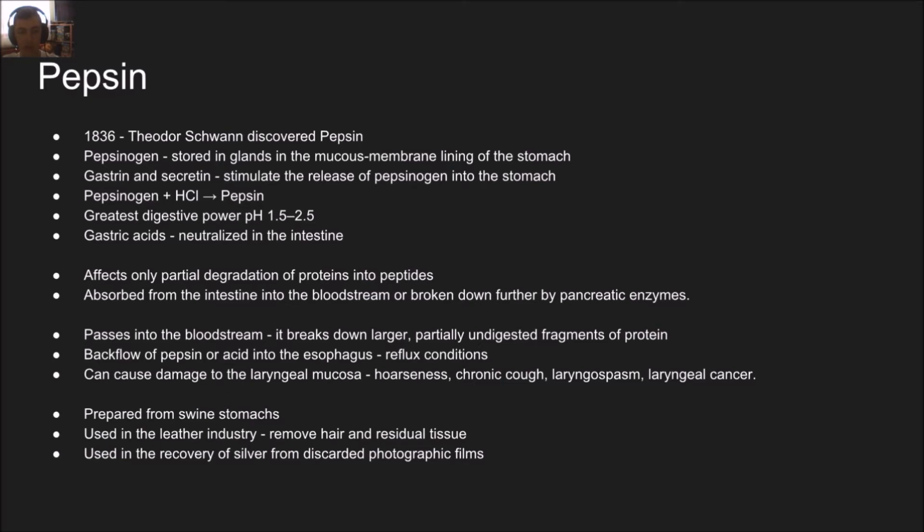Pepsin is usually prepared from swine stomachs. Its main use is in the leather industry to remove hair or residual tissue. It is also used in the recovery of silver from discarded photographic films.